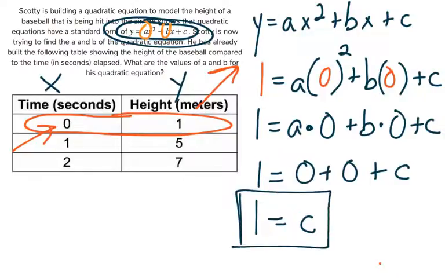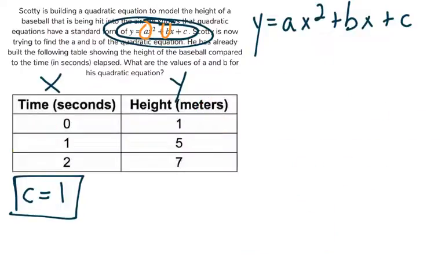Perfect. So I have part of my equation. Unfortunately, it's not asking for c, it's asking for a and b. But c equals 1 will definitely help me. Let me show you. Now you just need to pick another set of points. This time I'm going to do 1, 5, the next simplest one.